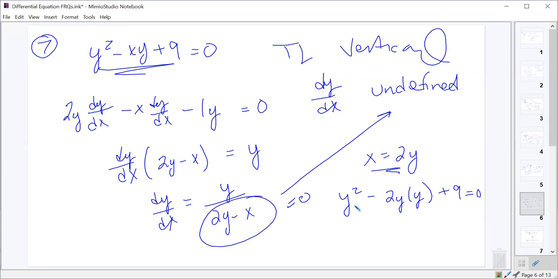And solve for y. So y squared minus 2y squared is negative y squared. Subtract the 9. Negative y squared is negative 9, which tells us y squared is 9, or y is positive or negative 3, which appears to be answer choice D. Good or no? Any issues with 7 there?